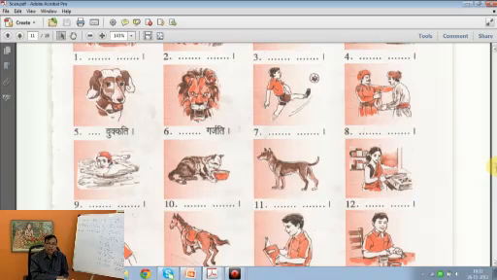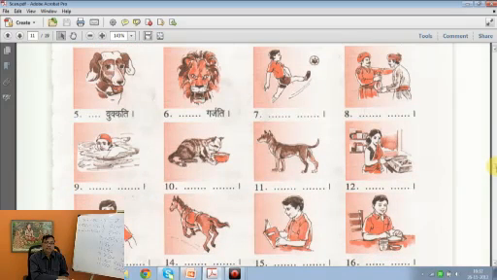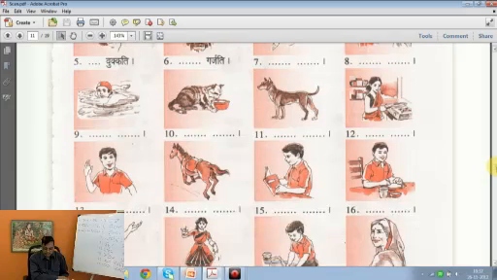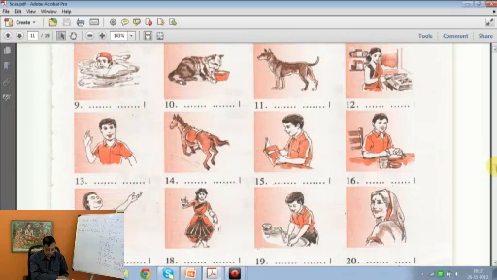Then Bidalaha pibati. A cat is drinking. Bidalaha pibati. Kukkuraha is going. Gacchati. Kukkuraha gacchati. Then a lady is cooking. Mahila pachati. A lady is cooking. Now a man is watching.